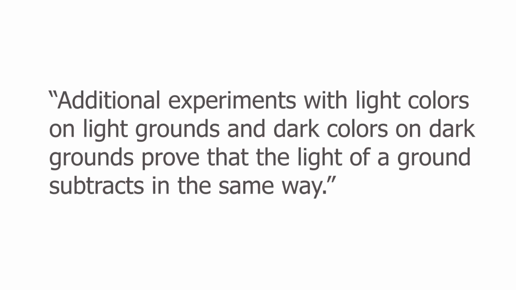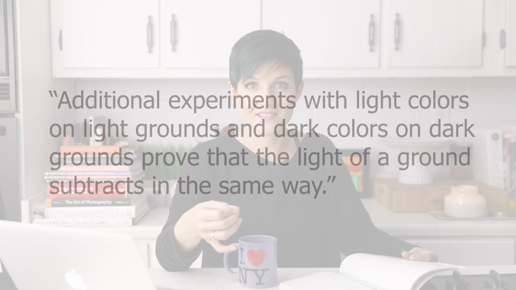And then he goes on to say additional experiments with light colors on light backgrounds, dark colors on dark grounds, prove that the light of a ground subtracts in the same way that the hue does. So the idea that that card, even though it was darker than the other card, it appeared lighter because it was on a darker background. We're like, oh, my mind is bending.